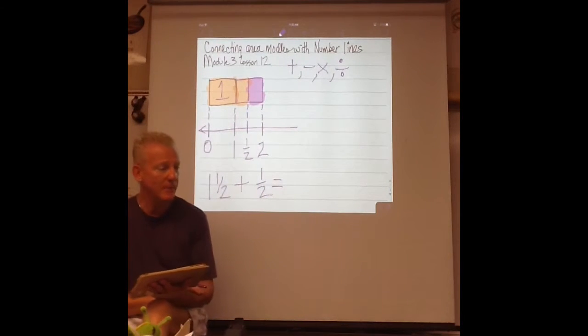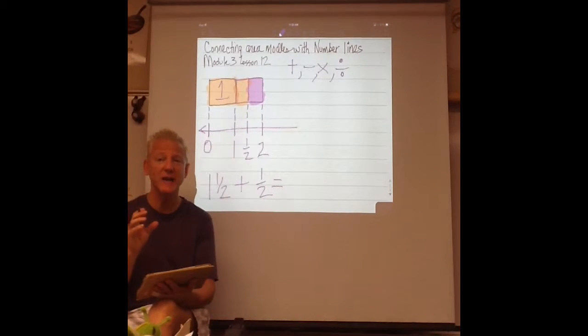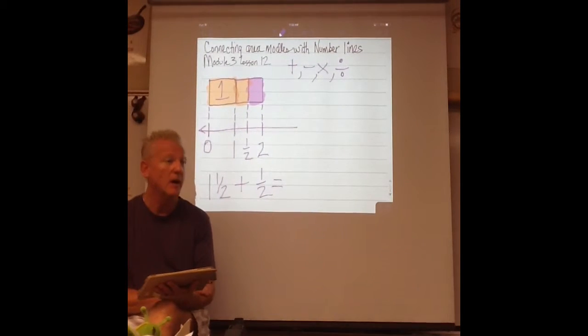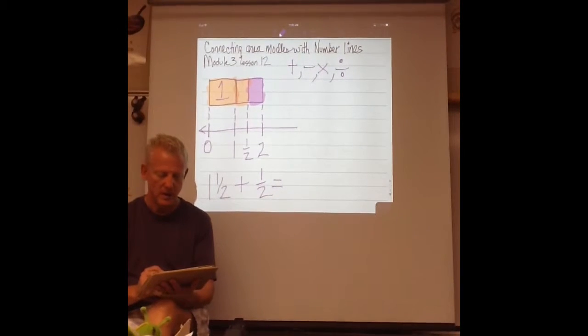So I'll bet we could figure out how much we have shaded in total. Does anybody know the answer? You have 2 wholes. We have 2 wholes. Why? Because we have 1.5, right? And then we added the purple half. So this makes one whole, doesn't it?